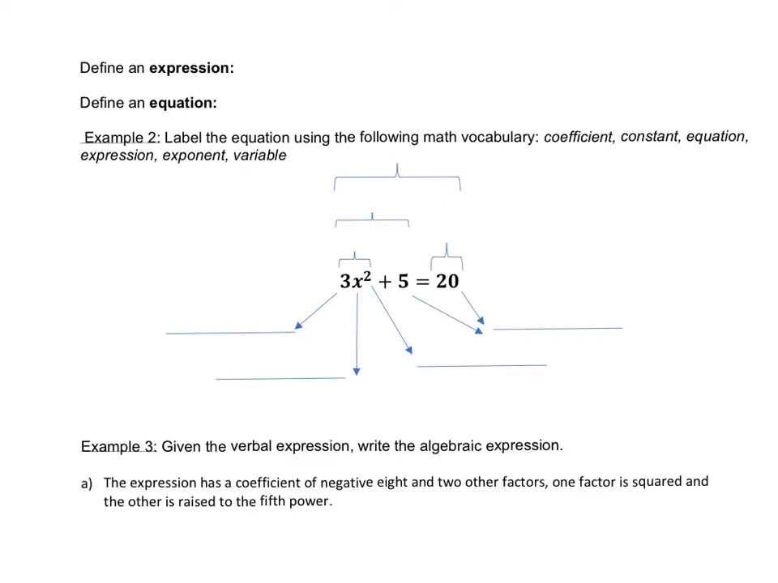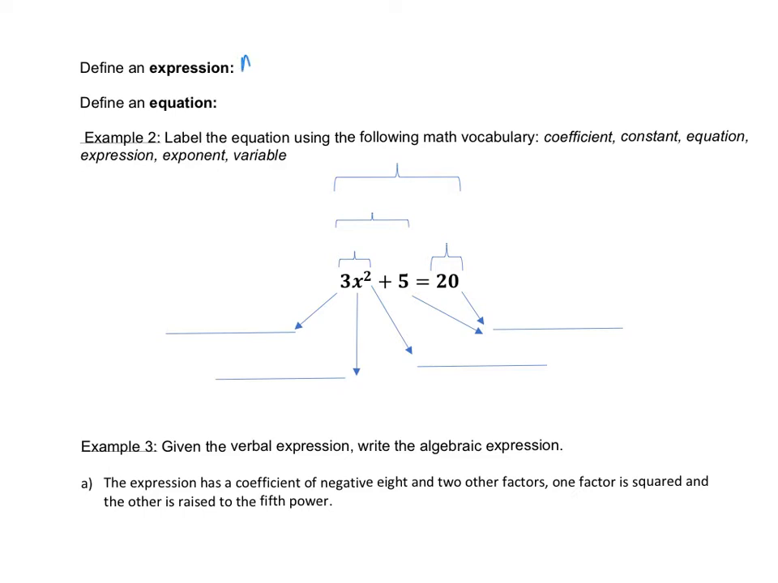So this is part 3 of reviewing Algebra 1 concepts. In this one, we're going to be talking about basic math vocab that you might see, such as coefficient, constant, equations, and expression. The first two that I want to go over are expression and equation because they often get mixed up, but they are different.